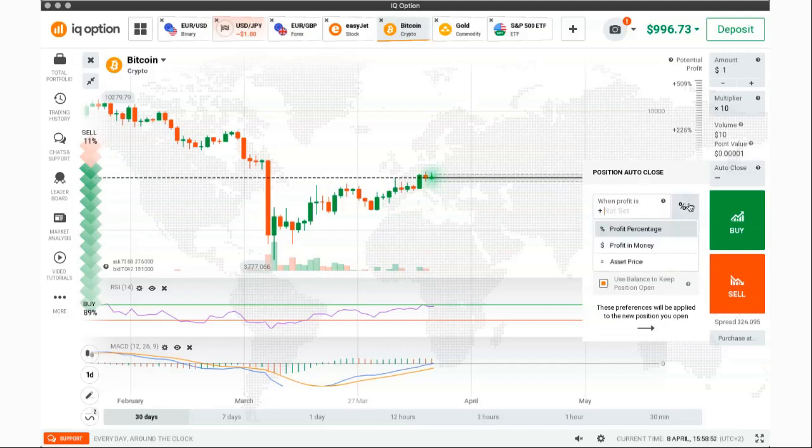Percentage, money, asset price. Meaning, I might not be good with percent, I might be good with money. So I tell the system, open my trade, but when I have made $20, close it, happy days. Or open my trade, if I lose more than $5, close it. I don't want to lose more than 5. Let me say one thing to you.